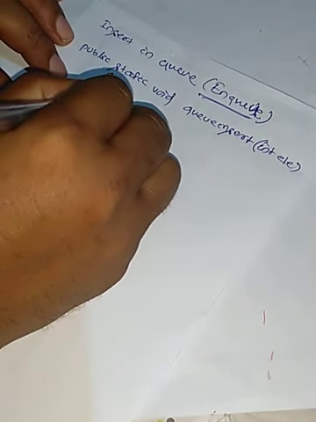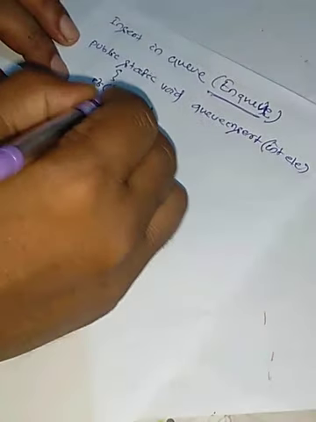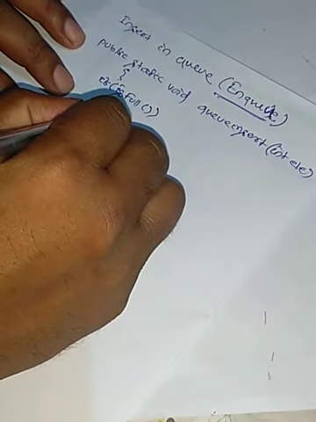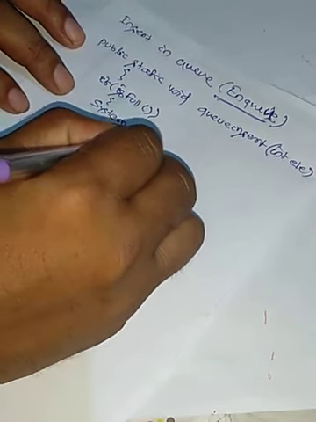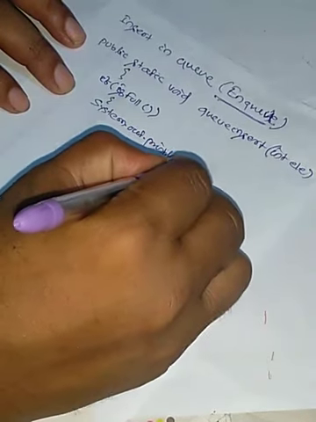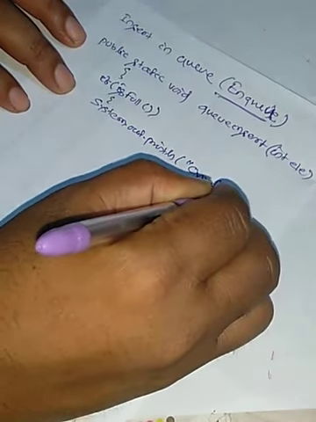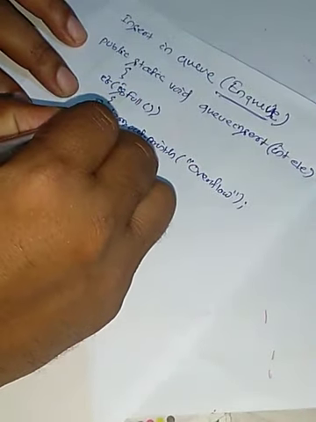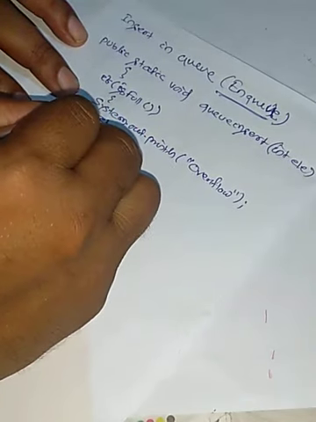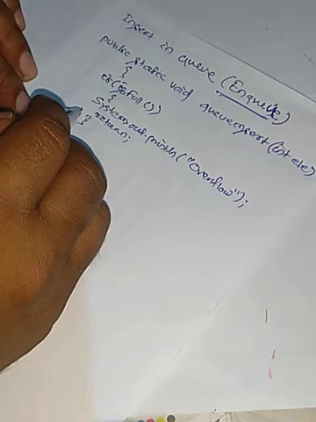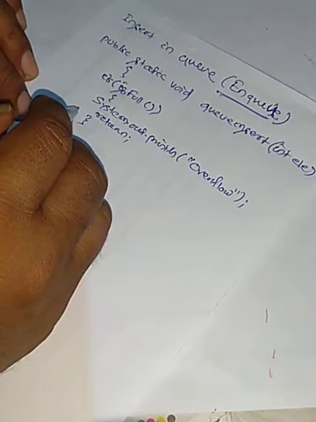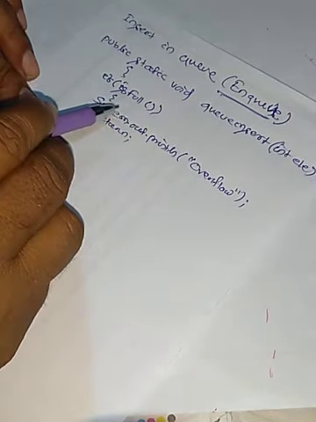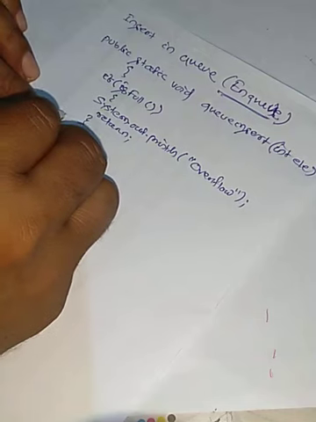If it is full, we'll check first, then display overflow. System.out.println overflow, and we will return here, will not go ahead. Otherwise, we'll go ahead and check if it's empty. First we check for full, then we'll check for empty. If empty, then we'll set front and rear to 0, and we'll set the element here.